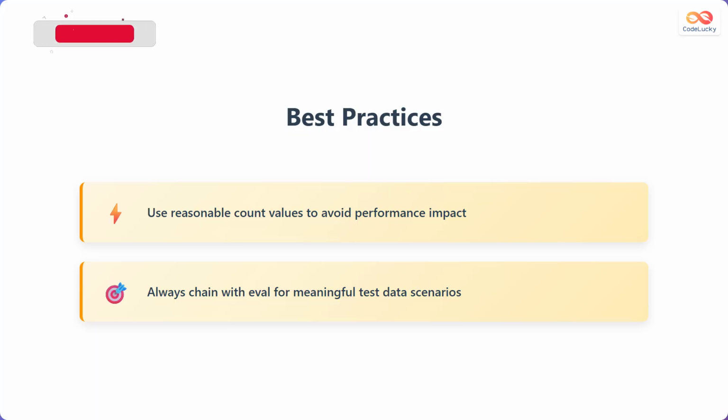When using makeresults, follow these essential best practices. First, use reasonable count values to avoid performance impact on your Splunk environment. Generating millions of synthetic events can slow down your system unnecessarily. Second, always chain makeresults with eval commands to create meaningful test data scenarios that closely resemble your actual data structure and use cases. This approach ensures your tests are realistic and valuable.